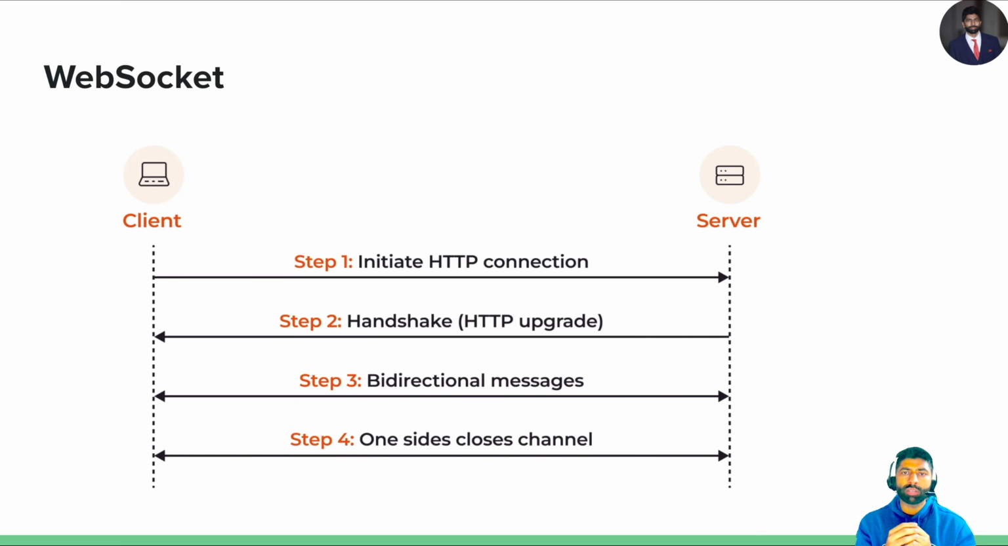If you look at this diagram, first in step 1, client initiates the HTTP connection. Server then provides a handshake that I have received the request. And now connection is established. Both client and server can send messages to each other. This communication remains active until one of the sides, either client or the server, closes the connection.